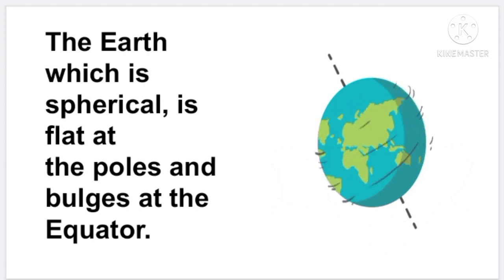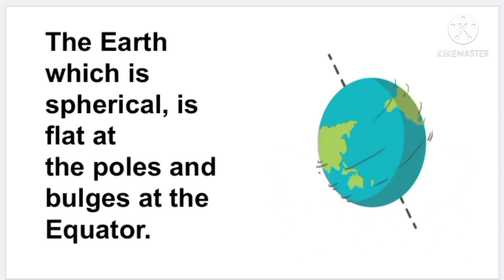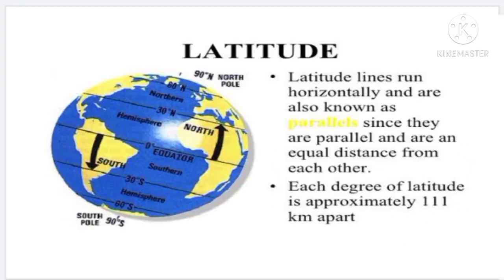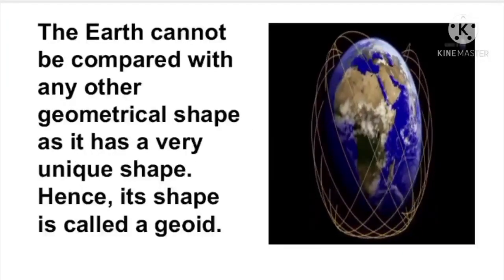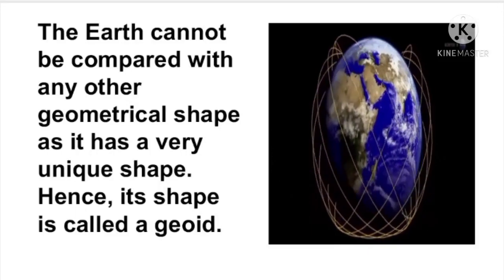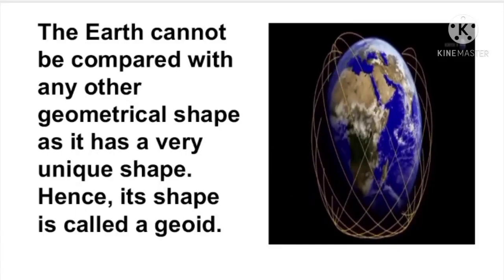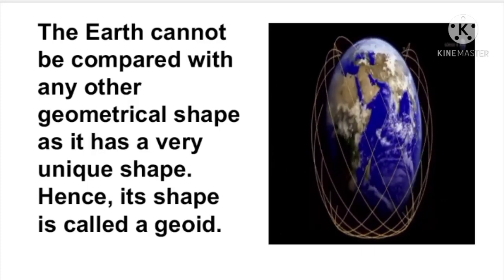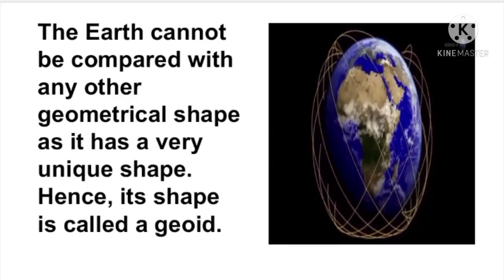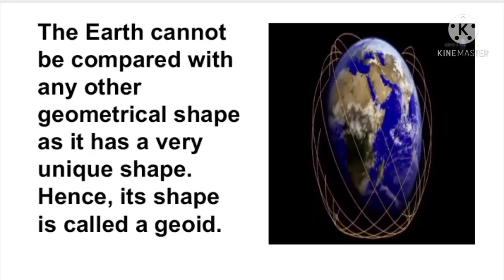The earth is spherical in shape. The earth, which is spherical, is flat at the poles and bulges at the equator. The earth cannot be compared with any other geometrical shape as it has a very unique shape. Hence its shape is called a geoid.